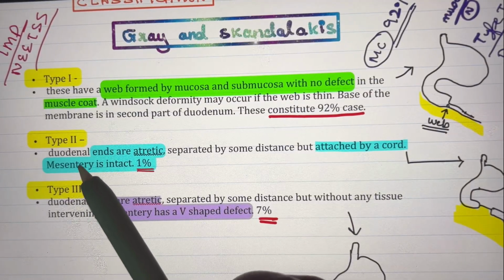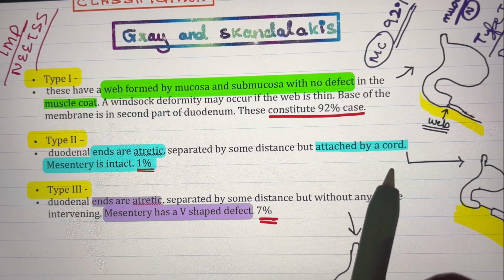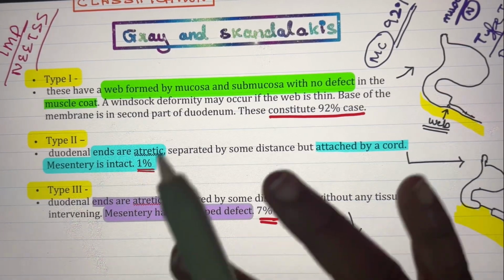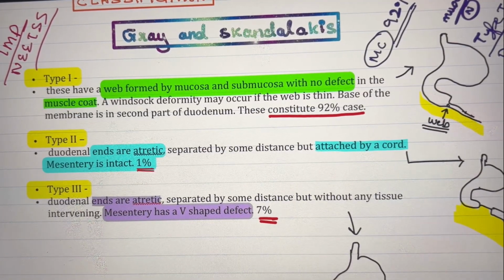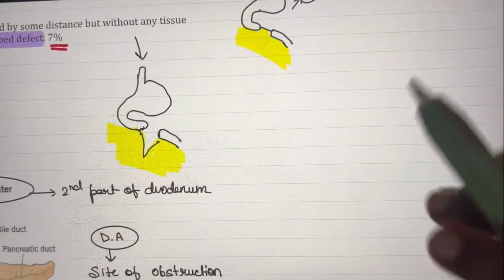Look, in type 2 the duodenal ends are atretic, separated by some distance but attached by a cord. The mesentery is intact, and this occurs in 1% of the population of those who have duodenal atresia. And type 3 is this one.